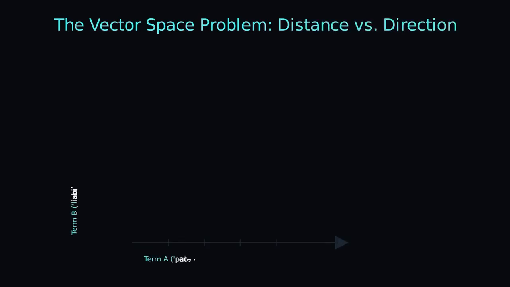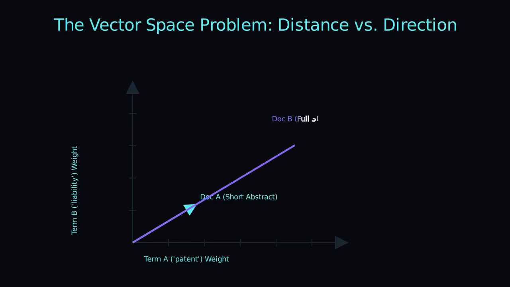Once text is mapped onto a document term matrix, an invisible trap emerges: the problem of document length skewing. If you compare raw TF-IDF coordinates using standard Euclidean distance, long documents completely break your retrieval model. Consider a concise two-sentence patent abstract.